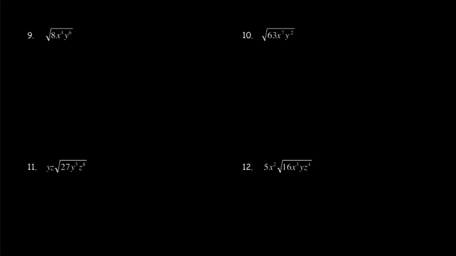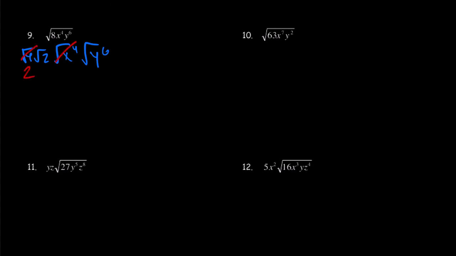So, number 9, I'm going to first take a look at my number, 8. Let's break that up. Square root 4, square root 2. X to the 4th, yep, that's a perfect square, so I'll do this. Y to the 6th, yep, that's a perfect square, I'll do this. I'm writing down maybe a few more steps than you would need to, but I want to make sure I do this clearly. So square root 4 is 2.